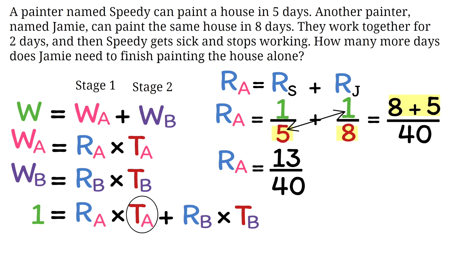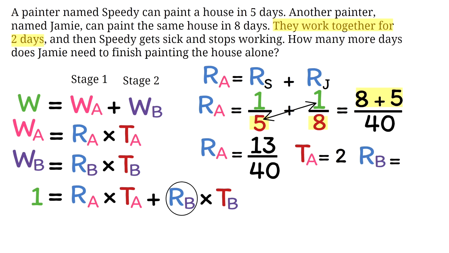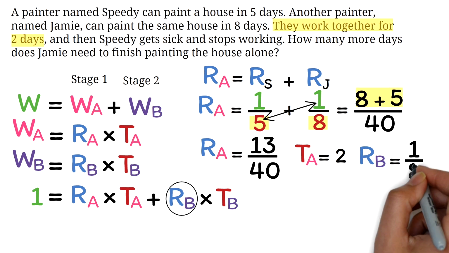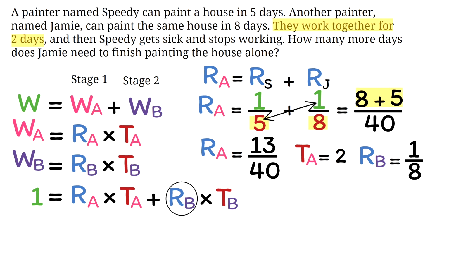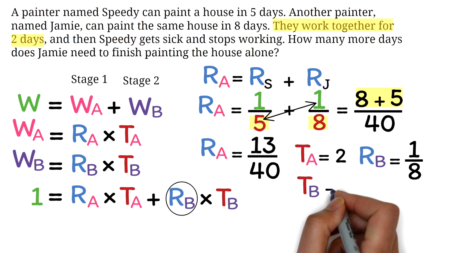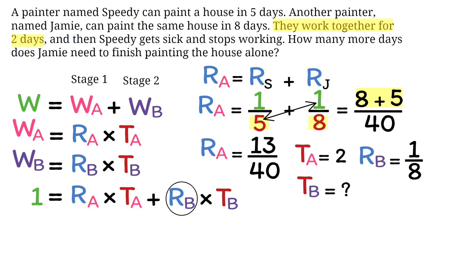Next, let's find TA. According to the question, both Speedy and Jamie work together for 2 days. So, TA equals 2. Now, let's find RB. This RB represents the rate in stage 2 when Jamie is working alone. Therefore, RB represents only Jamie's rate, which is 1 over 8. However, we don't know how long it would take Jamie to paint the rest of the house alone, which is what the question asks us to find.